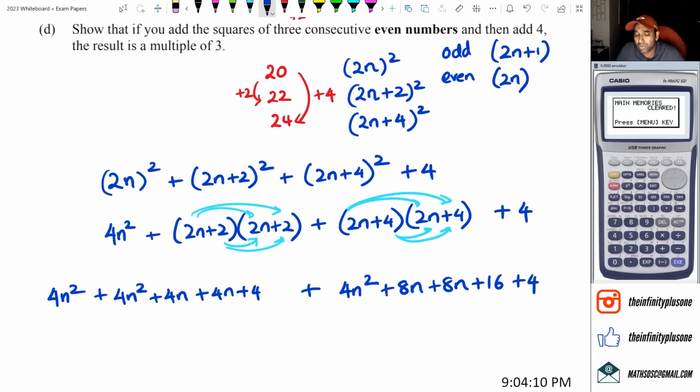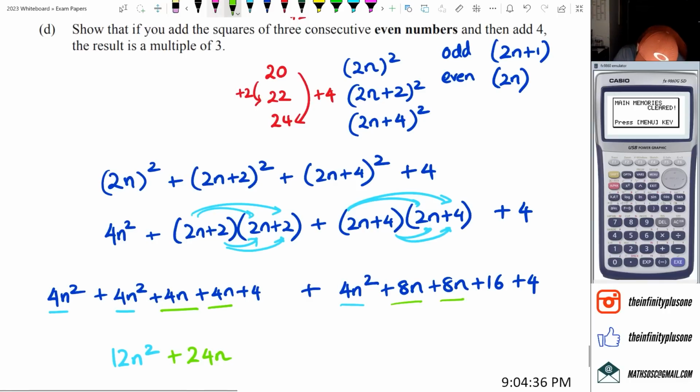So at this point, all I've got to do is collect all the like terms. 4, 8, 12, so I've got 12n squared. Then I've got 4, 8, 16, 24, plus 24n. And then finally the numbers, which is 4 plus 16, 20, 20 plus 4 is 24. So this is my equation all simplified together.